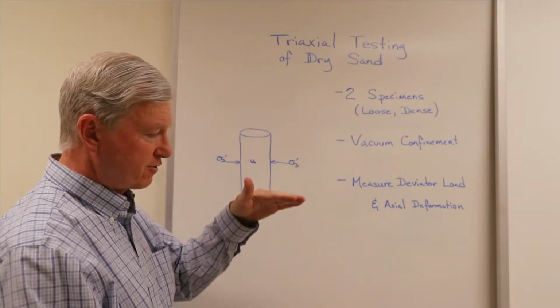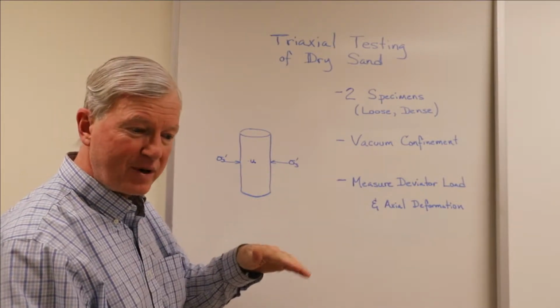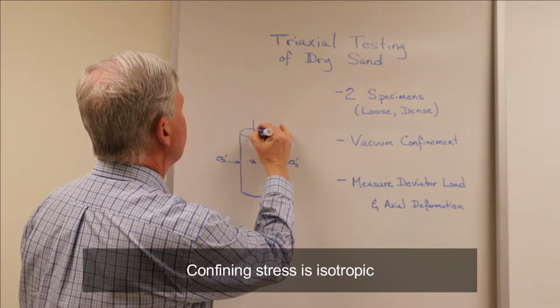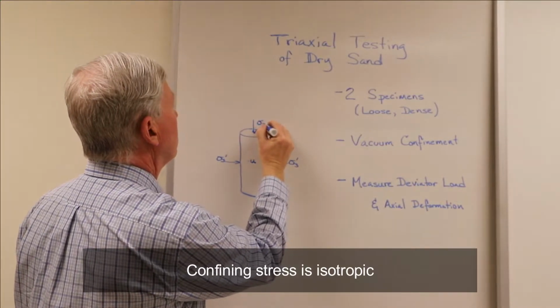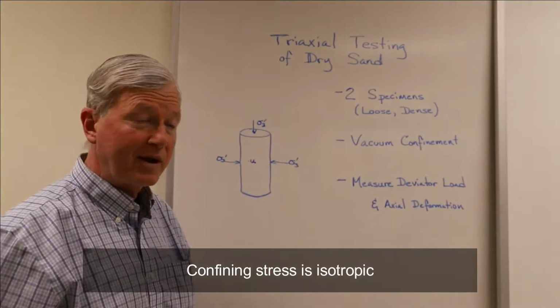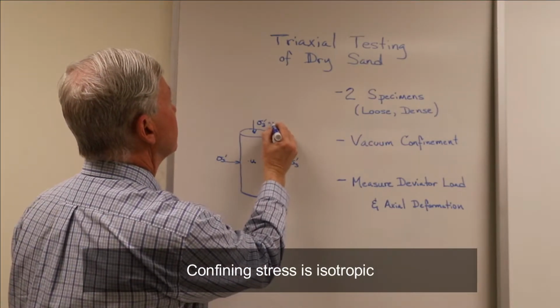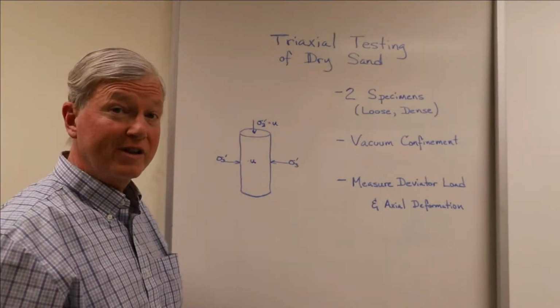Okay? And then once we build it, we're going to put it into a deformation controlled testing frame, which is going to slowly squeeze it vertically. And so we want to measure, of course, that sigma 3 from the vacuum acts in all directions. It's an isotropic stress, so the vacuum acts both vertically and horizontally.